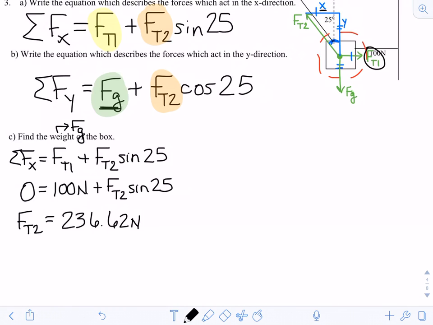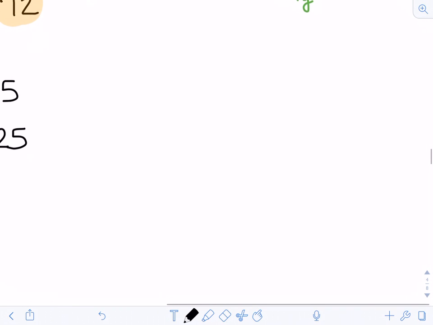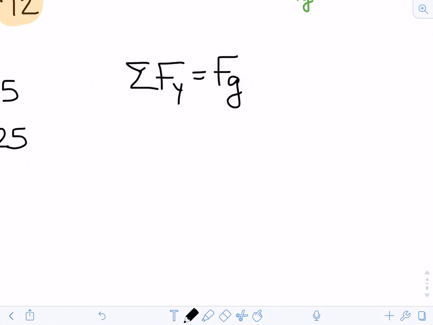Instead, what we need to do is we need to now use our y force equation, which is the force of gravity plus the y component of FT2.